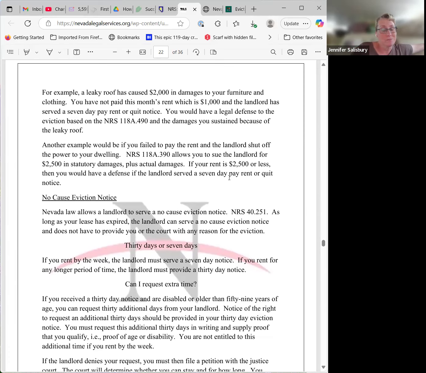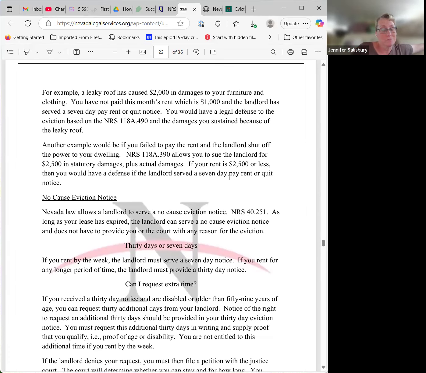Okay, no cause eviction notice. Landlords in Nevada can serve a no cause eviction notice as long as your lease is expired. Then you can basically ask them to leave, that you don't have an agreement anymore. It ends abruptly, and you don't have to provide the tenant or the court any reason for the eviction because the lease is over.